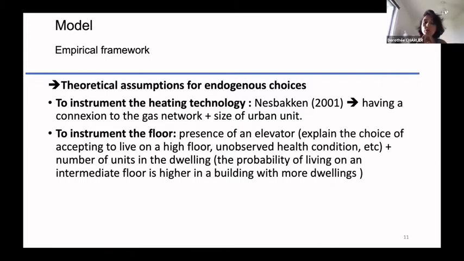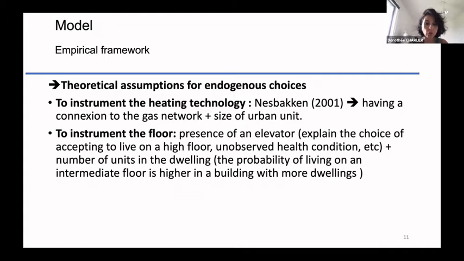Why I use these two instruments is because they can explain the performance of the equipment, but they cannot explain after that the energy expenditures. The connection to the gas network is mostly in the big cities and not in rural areas.